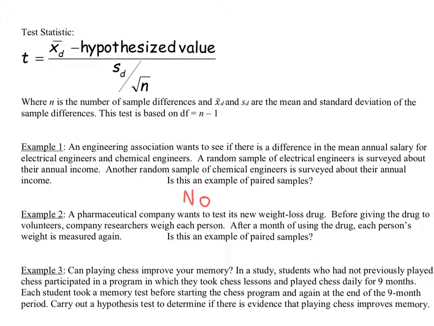And number 2, a pharmaceutical company wants to test its new weight loss drug. Before giving the drug to volunteers, company researchers weigh each person. After a month of using the drug, each person's weight is measured again. So this is paired because it's the same person being weighed before and after using the weight loss drug.